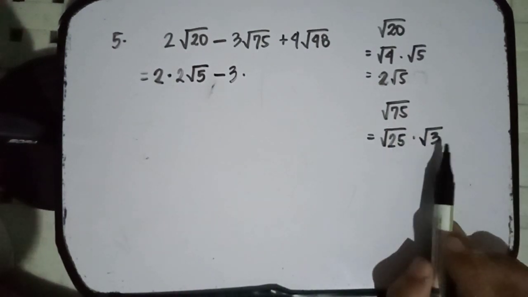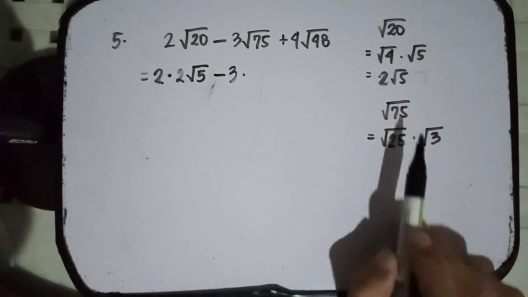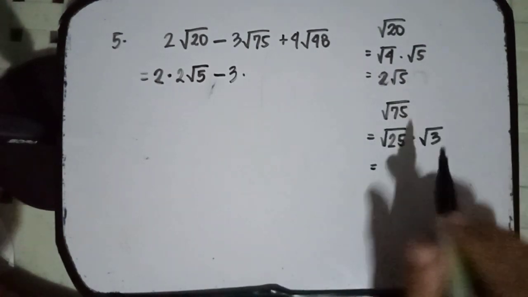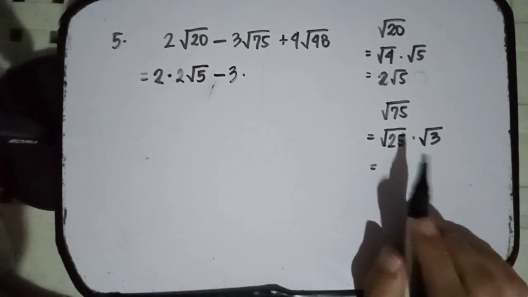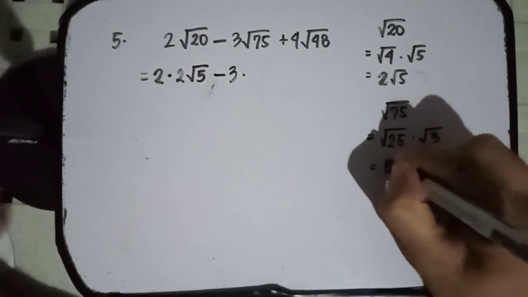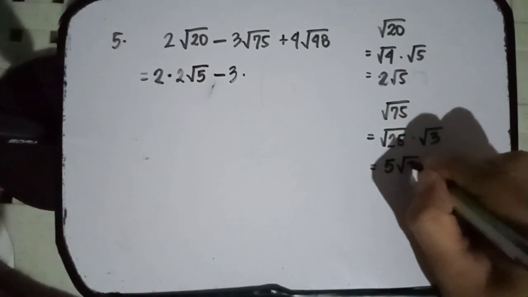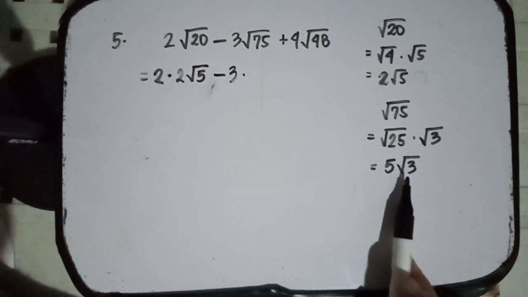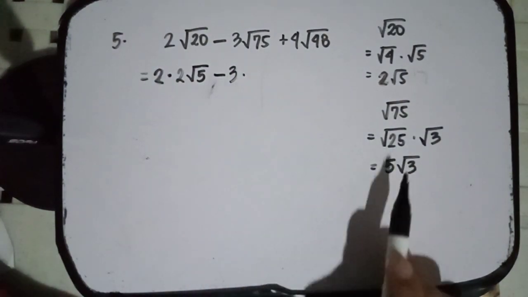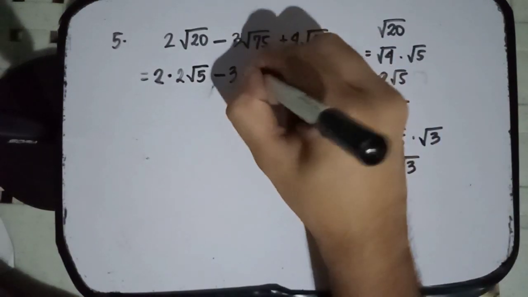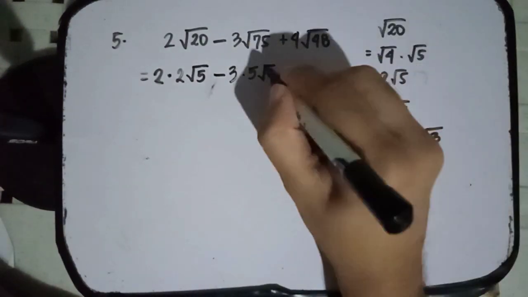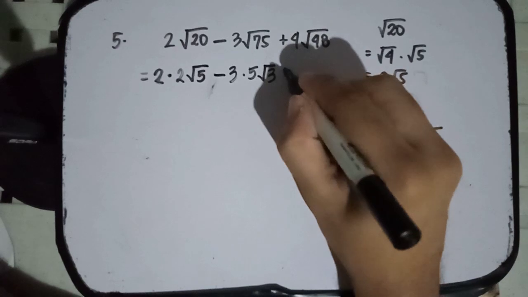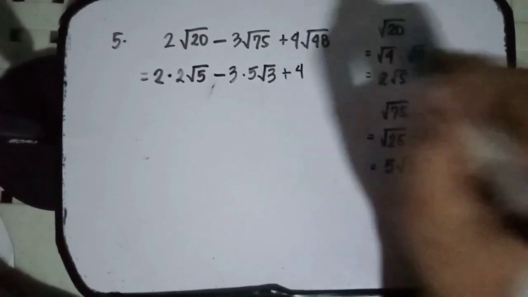Okay? 25 times 3 equals 75. So, perfect square si 25. So, kunin natin square root. This gives us 5. Then, square root of 3. Okay? So, from square root of 75, naging ganito na siya. So, yung 3, i-multiply natin dito. So, 5 times the square root of 3. And then, plus 4. Okay?